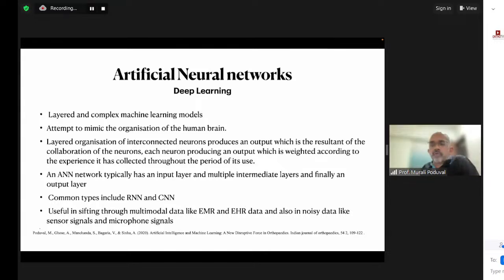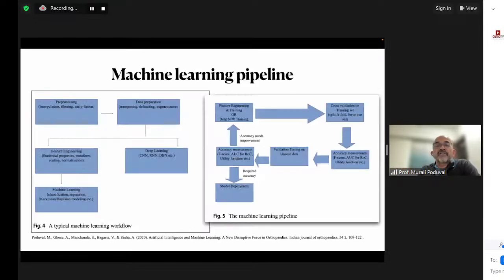There's a paper on that too, where a neural network was used to analyze the hammering sound that comes when you hammer your femoral prosthesis in and predict a fracture. The pipeline I already spoke to you about, but it's worthwhile just reiterating a little bit.